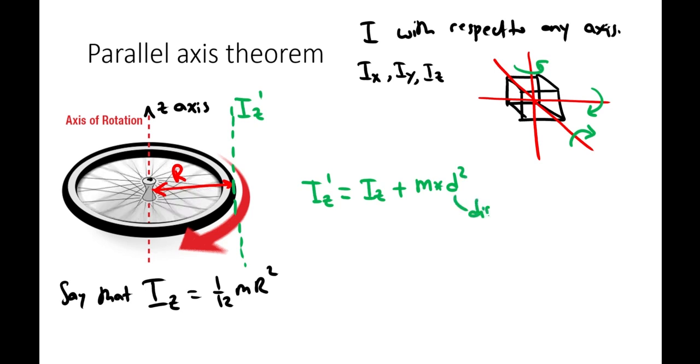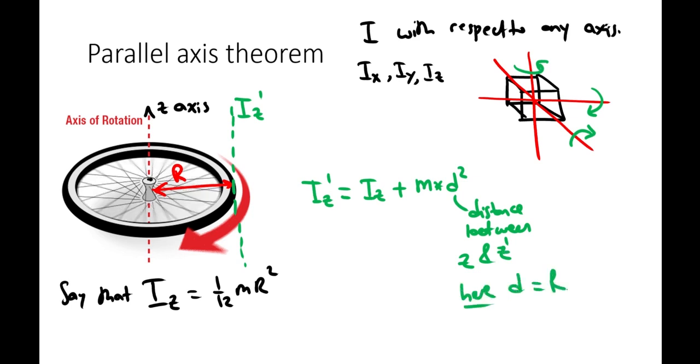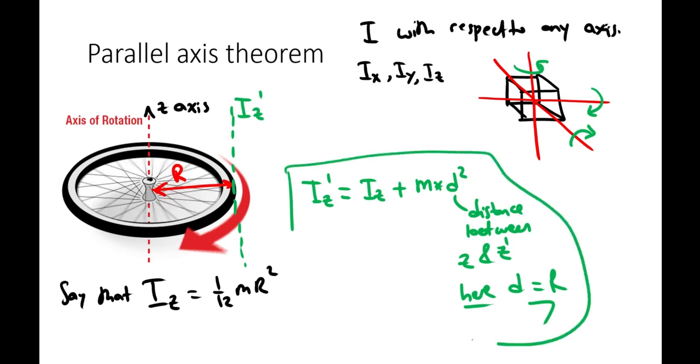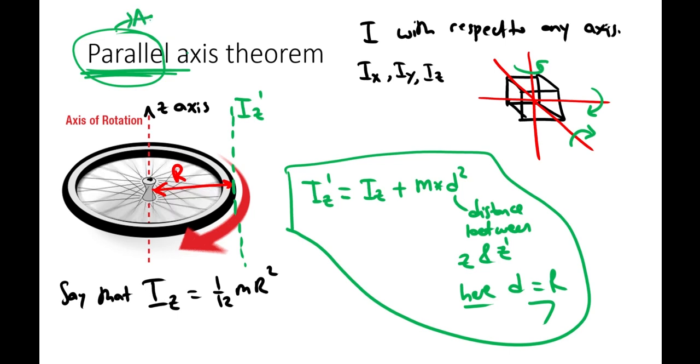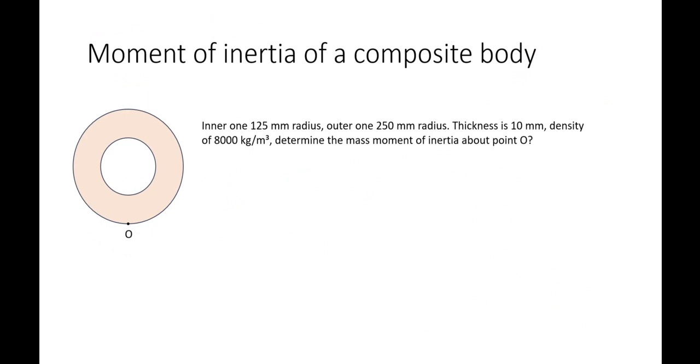D is the distance between z and then z prime. And here d is the same as the radius. But it is possible that you look for with respect to this axis or that axis, any axis you look for, but you are doing this parallel axis theorem. But you have to notice that the axis should be parallel. That's what the name says, yes? The axis should be parallel. Okay, then we have an example that I will solve in the next record.